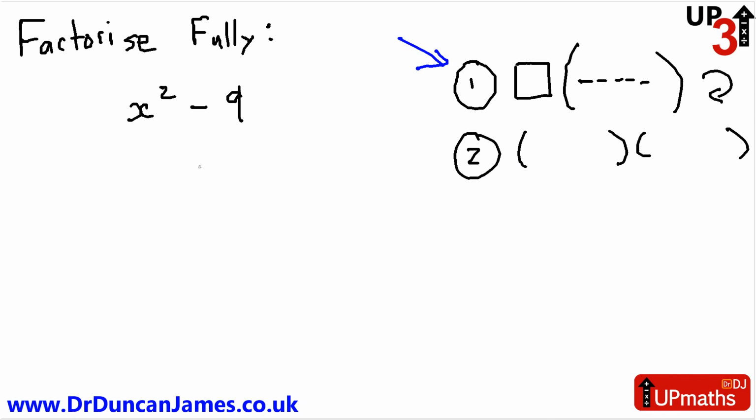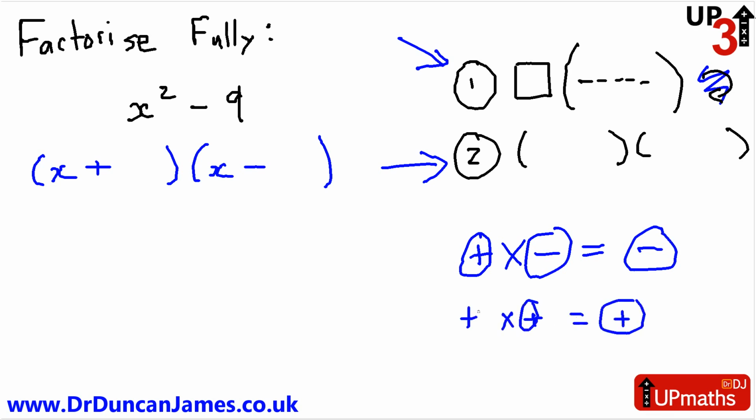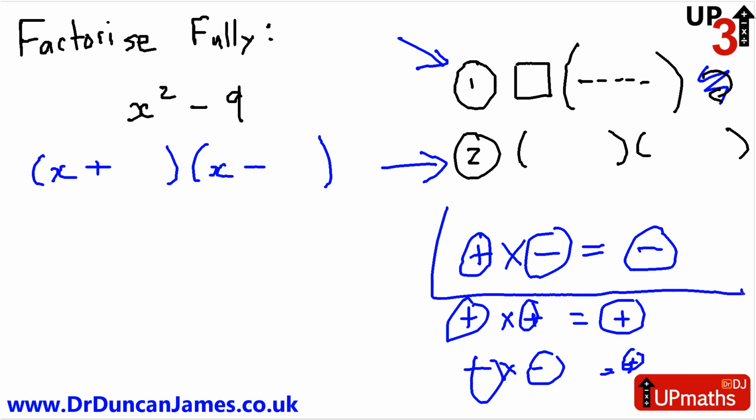Okay, have they got anything in common? No, which means you don't need to repeat that step. So immediately go into double brackets. Now, it must be x times x makes x squared. What times what makes 9? Well, it must be a plus and a minus, because a plus times a minus makes a minus. It can't be plus times plus, because that's a plus. And it can't be minus times minus, because that makes a plus, sorry. So it has to be plus and a minus.